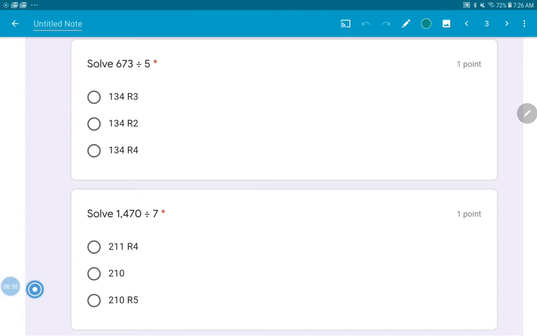All right, next I am going to divide 673 divided by 5. So I have 673 things total, and I want to make 5 equal groups. Remember, the groups have to be equal. I'm going to draw 5 groups.